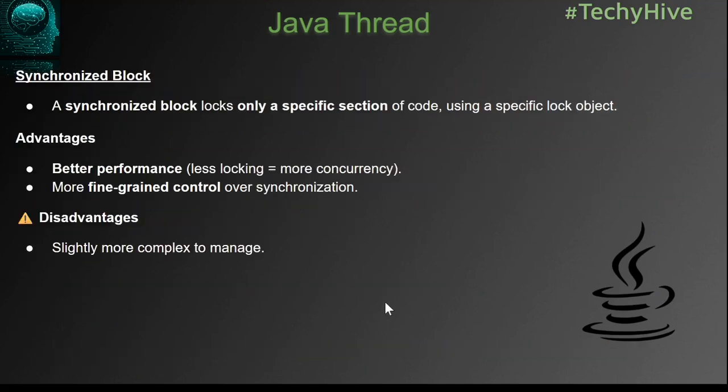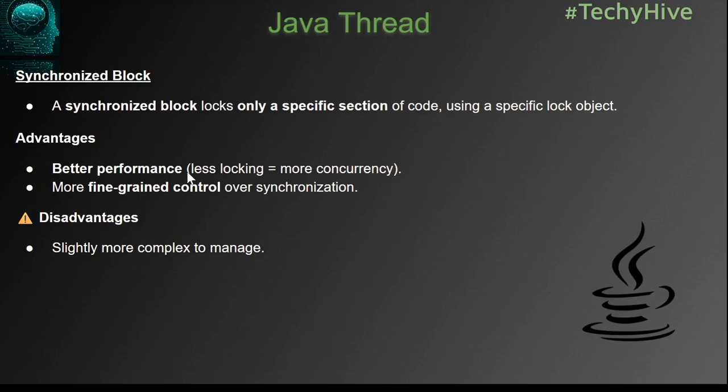On the other hand, a synchronized block only blocks a specific section of the code using a specific lock. The critical section used in the block is very small in comparison to the whole method. The critical section is the code which we need to synchronize. Advantage: better performance.